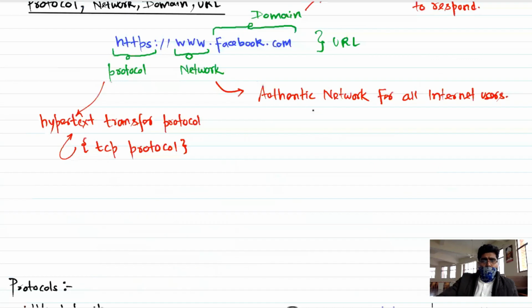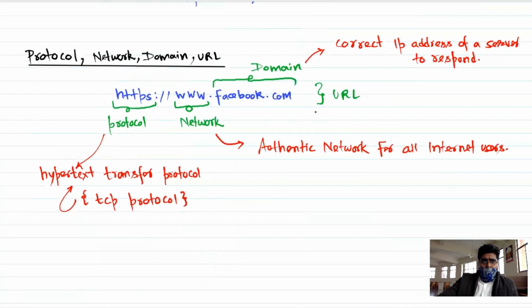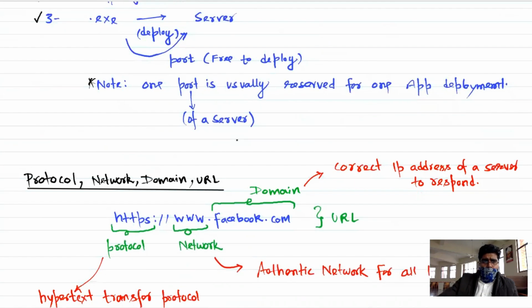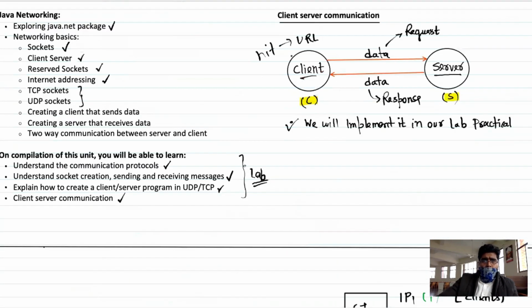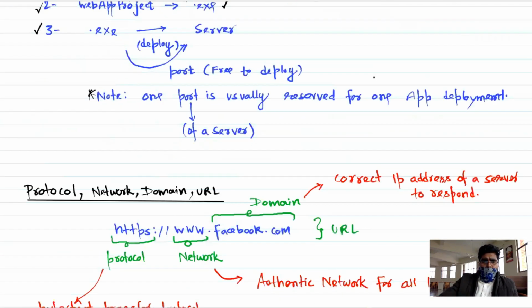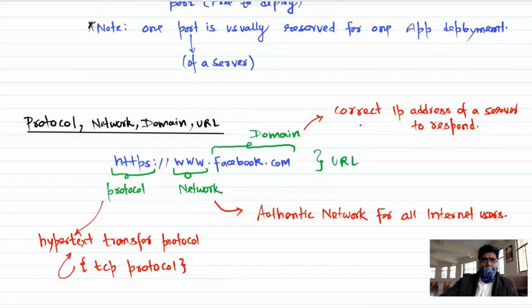So let's come to what these things are, like protocol, network, domain and URL, which we will use in this communication. If we hit this URL, we are aware that there is a URL, there is a request, there is a response, there is a server, there is a client. These terms we are clear on. But what are these terms: protocol, network, and domain name?